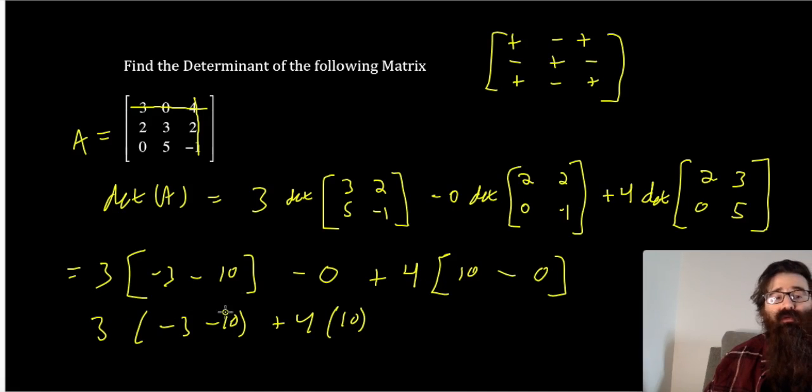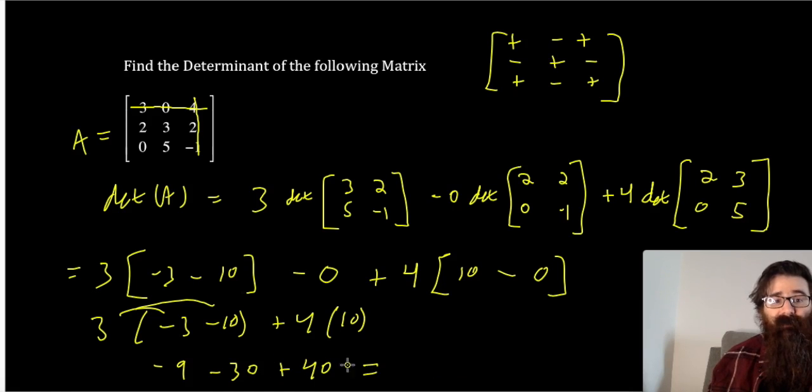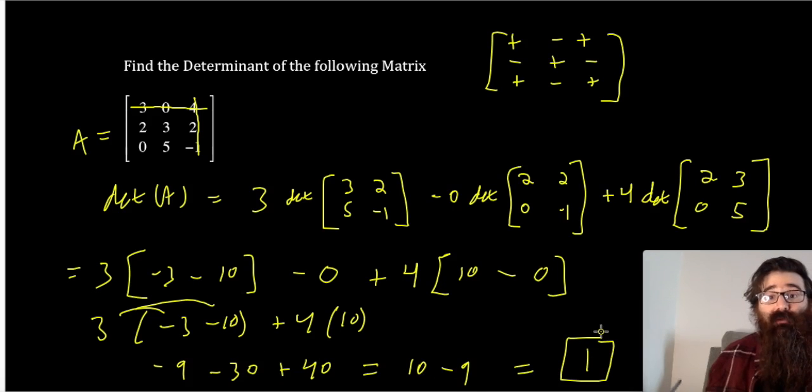And you could go ahead and do more arithmetic than I've done, but I'm actually going to start distributing. I think it's going to be easier to compute that way. 3 times -3 is going to give me -9. And then minus 30, I'm distributing in. And then plus 4 times 10, so that's plus 40. It doesn't look so bad, right? 40 minus 30 gives me 10. Minus 9 gives me 1. So the determinant of this matrix is 1.